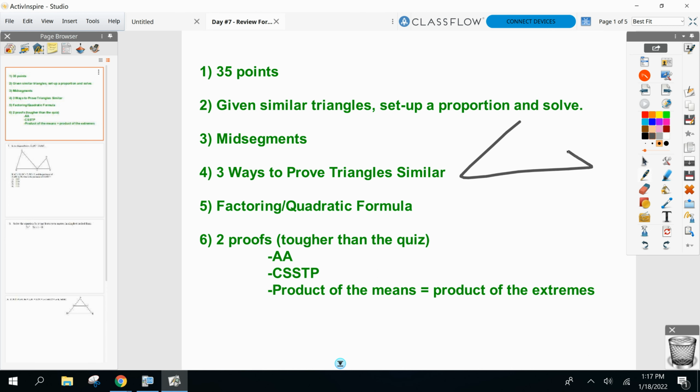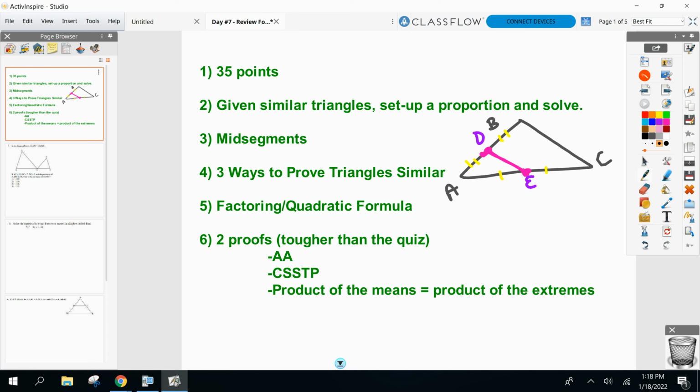Quickly on mid-segments. I got triangle ABC. Now, a mid-segment can't be any random line segment drawn in. It has to be connected by what of the two sides? A mid-segment is connected by the what of two sides? What are these here? Midpoints. They have to be midpoints. It just can't be two random points connected together. It's got to be the midpoints.